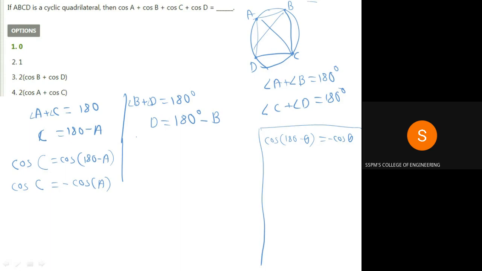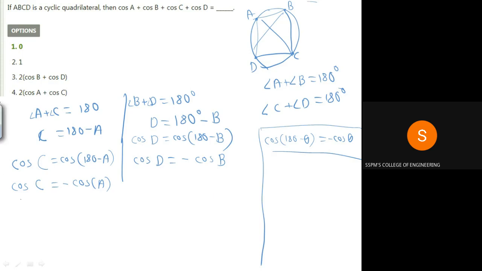Similarly, we can take cos for this as well. Cos of D is equal to cos of 180 minus theta. What is cos of 180 minus theta? Minus cos of theta. So it is minus cos of D, isn't it? It is minus cos of D.